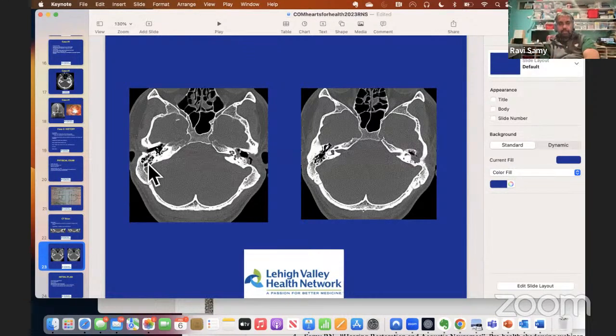But if you look, he has a little bit of air there, not as much as I'd like to see. That tells me he's had old ear infections. And all this gray tissue confirms what I'm concerned about, that he's got cholesteatoma and chronic otitis media in his left ear.